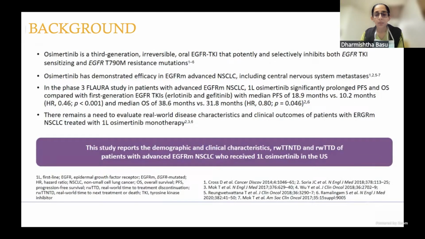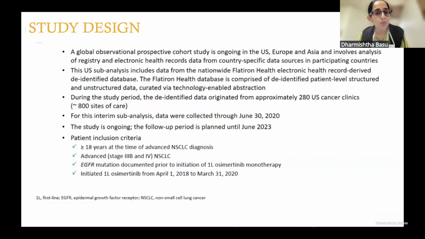So discussing the background, as we already know, the baseline data comes from the FLORA study. This study reported the demographic and clinical characteristics, real-world time to new treatment or death, and real-world time to discontinuation of treatment in patients who received first-line osimertinib in EGFR-mutant advanced NSCLC in the United States. This has been a global observational prospective cohort study. It is ongoing in the US, Europe, and Asia and involves the analysis of registry and electronic health records from country-specific data sources. This US sub-analysis includes data coming from the nationwide Flatiron Health Electronic Data Record System.